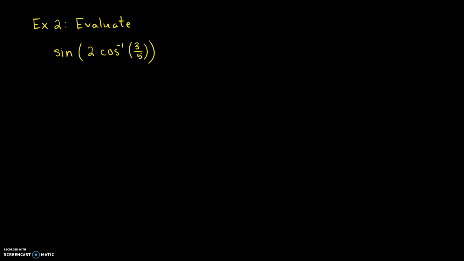Alright, so in this video we're going to go ahead and continue talking about inverse trigonometric functions. And so here we have an example. We're asked to evaluate sine of 2 cosine inverse of 3 over 5. Much like the example that we've already done, we're going to follow the same process here. I'm going to say that this right here is our theta, and I'm going to write this off to the side.